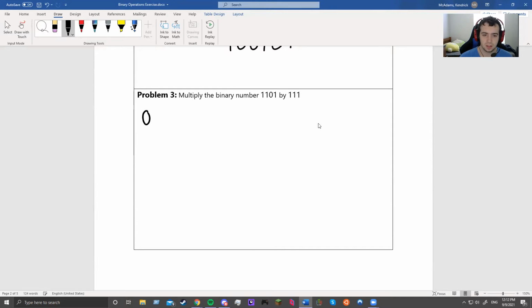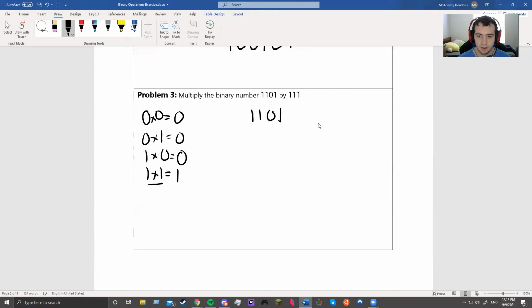If you multiply a 0 and a 0, that equals a 0. If you multiply a 0 and a 1, that equals 0. If you multiply a 1 and a 0, that equals 0. But if you multiply a 1 and a 1, it equals 1. So pretty much, unless you're multiplying a 1 and a 1, it's going to be 0 when you multiply. And I'll show you kind of how that works right here. So what we're going to do is go 1101 times 111.